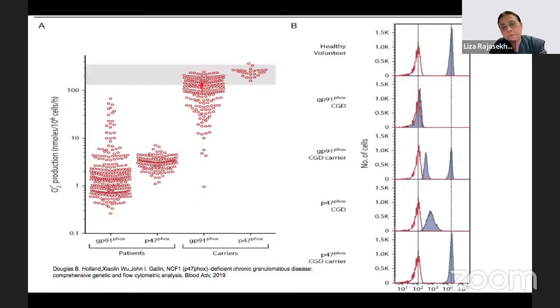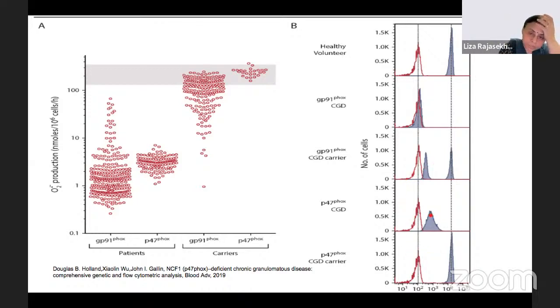And if you look at the MFIs on the right, then the healthy volunteers show a good shift of the mean fluorescence index, while the CGD patients, GP91 phox, have no shift at all. Carriers have a little shift. And the same thing happens with P47.